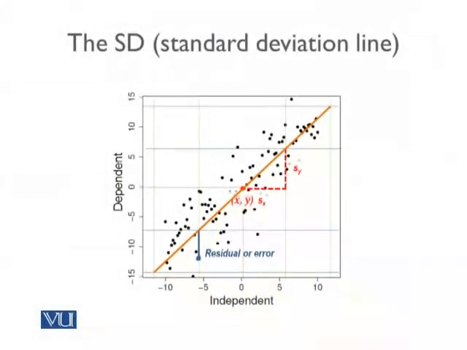To illustrate this, we draw a line which is known as the SD line. In this SD line, for every increase of one standard deviation in the x value, you have an increase of one standard deviation in the y value. Because of this, the slope of this line would be the standard deviation of y divided by the standard deviation of x. And that follows from the equation of lines.